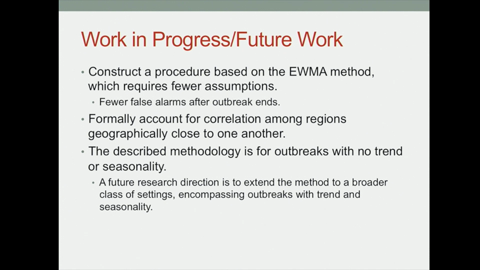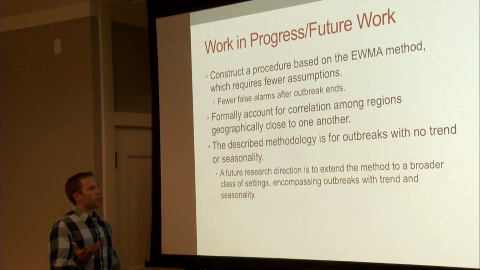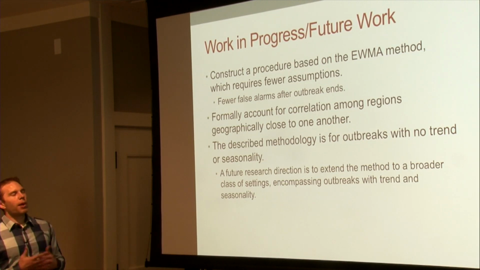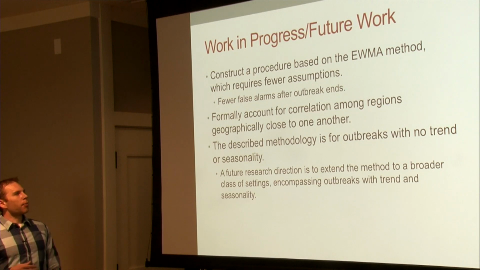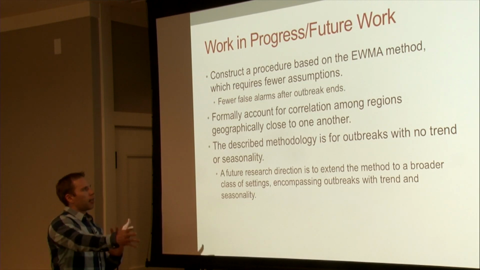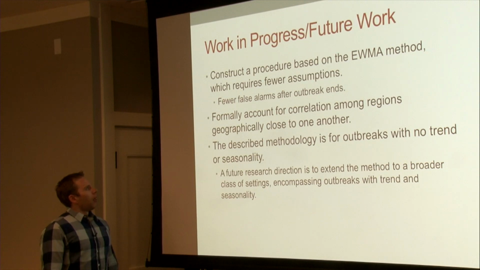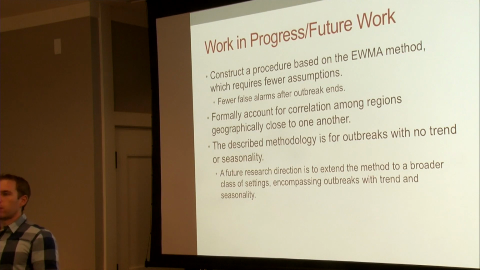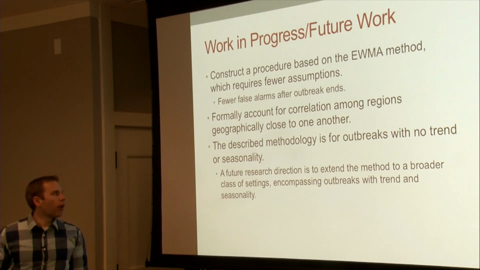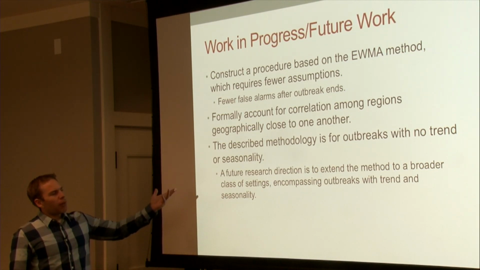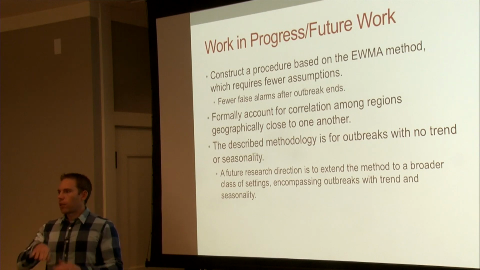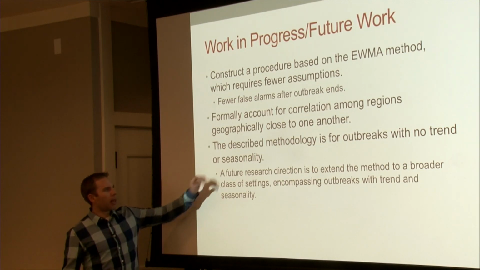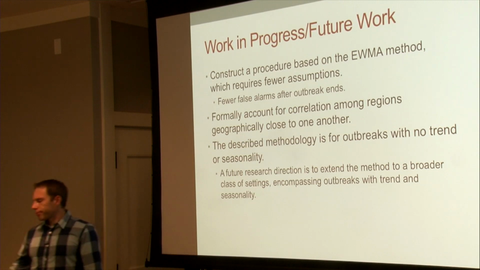So, future directions. This method is not perfect by any means. We think it was an improvement on what was available. There are some assumptions that can be challenging to satisfy. The EWMA method doesn't require as many assumptions, and so we've done some work on extending the same idea to the EWMA method. One of the things that we didn't formally account for is correlations. We pooled the nearby regions, but some regions are going to be more similar than others, so formally taking that correlation structure into account. And the methodology that we developed didn't have any trend or seasonality, so it's a flat baseline. That's an important thing that we would need to correct for seasonal outbreaks.